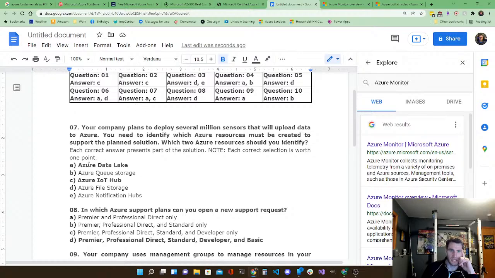Question 7, A and C. Cool. Azure IoT Hub was the given. We didn't know, okay, is it going into some sort of queue to later get processed? But we're talking about uploading the data, so there's got to be some sort of storage. So yeah, a more permanent storage, and that would be Data Lake.